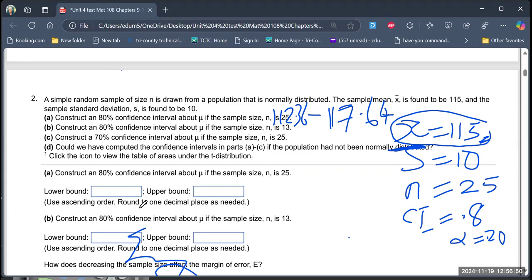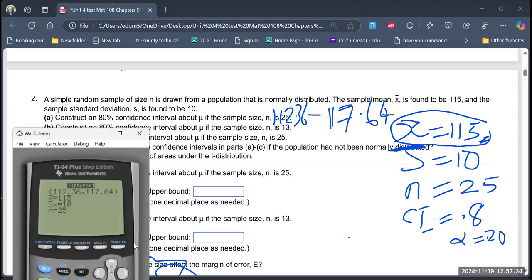Okay, so we did number two, section A. It says construct another 80% confidence interval about the mean if the sample size decreased to 13. In other words, we want to know what happens when the sample size decreases. So it is the same data, except that the sample size decreased to 13. So I'm going to put my calculator up again. That's not a lot to change.